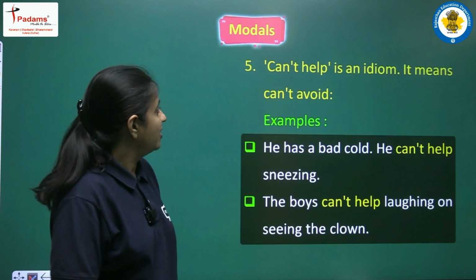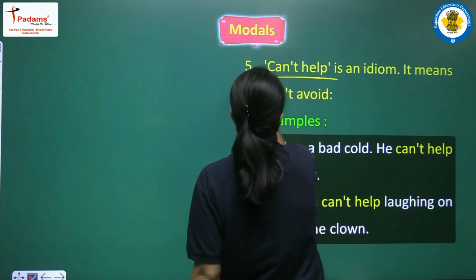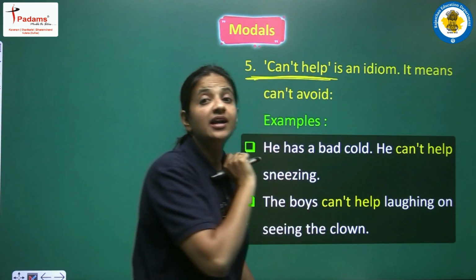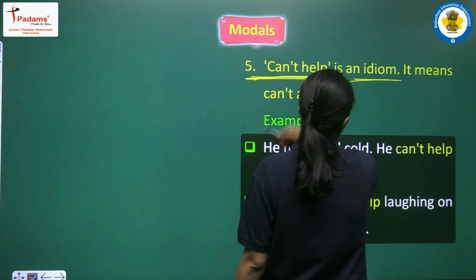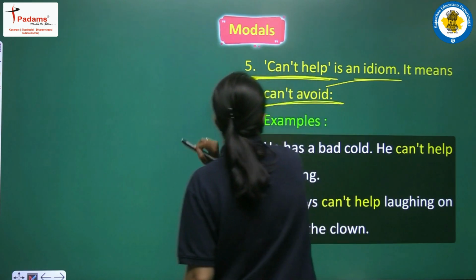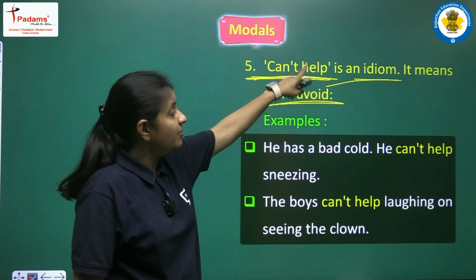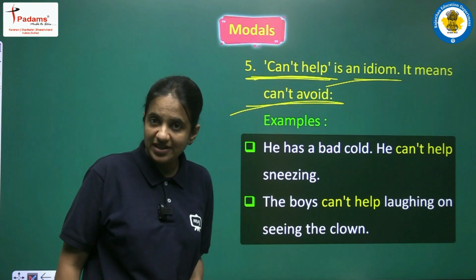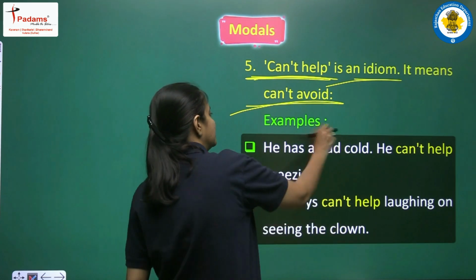Moving ahead, we are having one more use of can. So now we will talk about can't help. So what is this can't help? Let's see. Can't help is one of the idioms, and it means can't avoid. In many times you can have seen such an idiom, that is can't help. So what it actually means is can't avoid. Let's see the example to clear this thing.